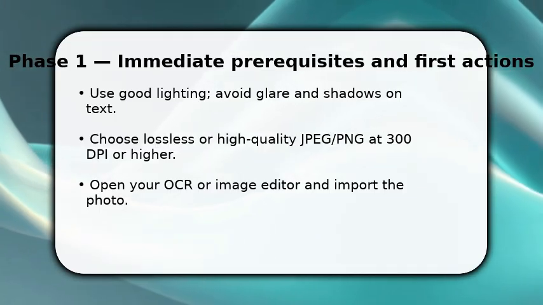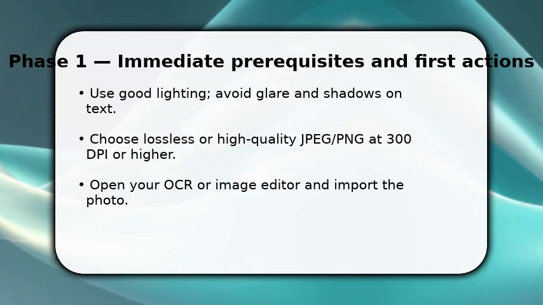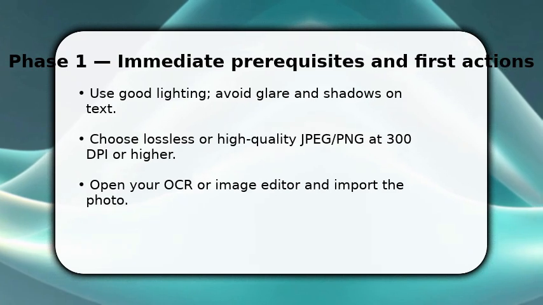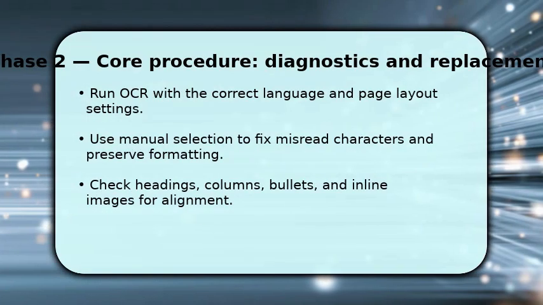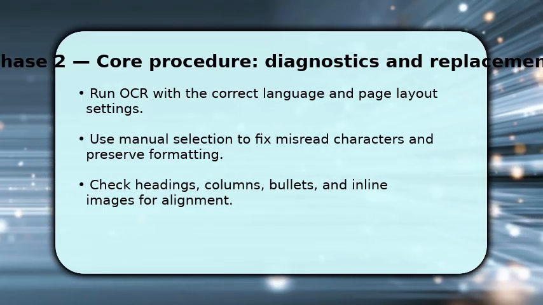Make sure the language and output format are set, plain text, Word, or searchable PDF, because choosing the right target saves time during correction and export later. Now run the OCR process. Pick the correct language and layout options so the system recognizes columns, tables, and fonts accurately.